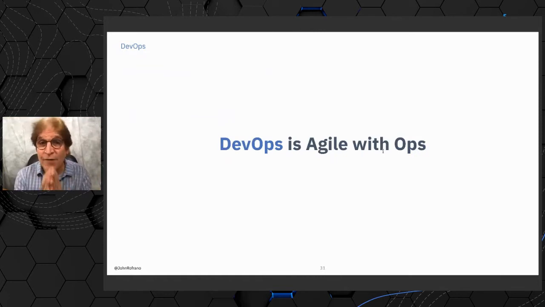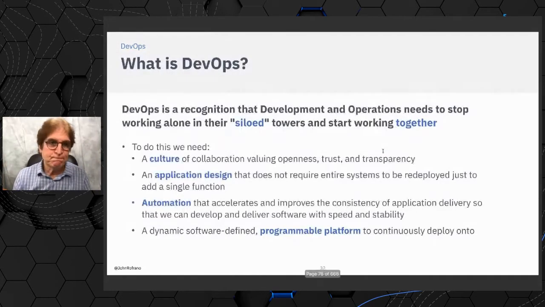So I like to call DevOps agile for ops, or agile with ops, but it's making the ops people as agile as the development people are, right? It's agile for everyone. So what is DevOps then? DevOps is acknowledging that these siloed towers don't work. And in order to break them down, we have to change our culture. We have to change our application design. We have to change and automate everything that we're doing manually. And we need a programmable platform, to get all this stuff out the door, right?